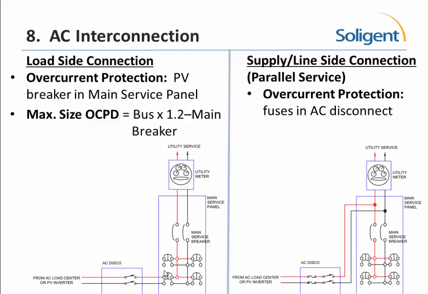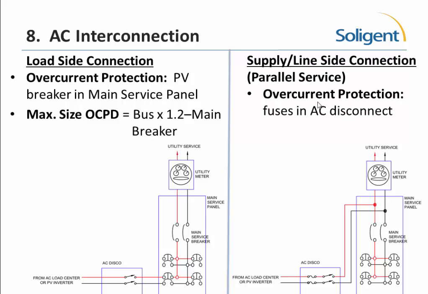Overcurrent protection is there in cases like this to protect the wire. If you have a 40 amp breaker, you have to have wire rated for at least 40 amps, so the wire can't overheat and potentially start a fire. You can do a supply side connection, or a line side, as it's called.